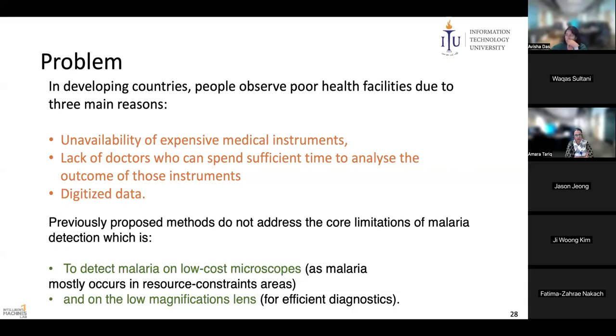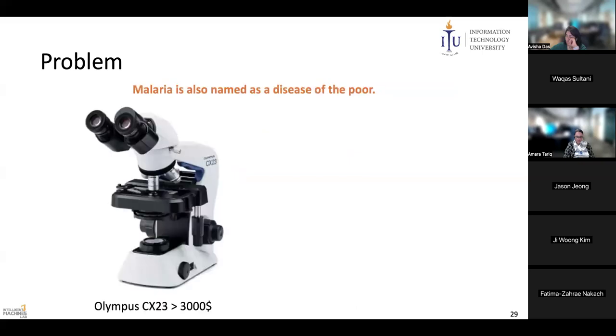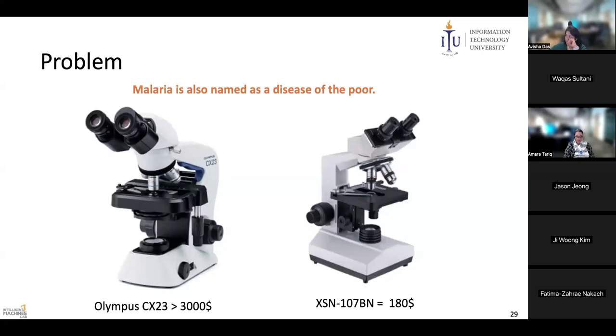So instead the 400x, the 40x, which means like resolution, which sometimes we call 40x. 40x means 400 times resolution. So if you can identify malaria at that resolution, it will be very easy. So basically what we did is that we got two microscopes. One is an Olympus CX, which is more than $3,000, and the other is a very, very low cost microscope, which is around a $180 microscope from here in Pakistan.